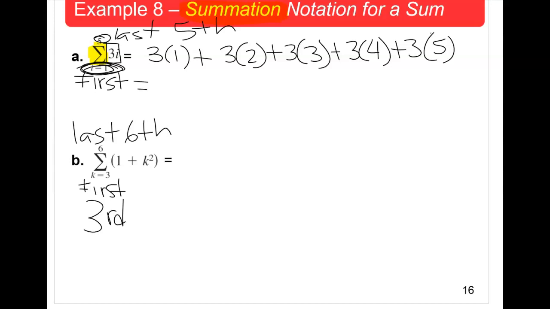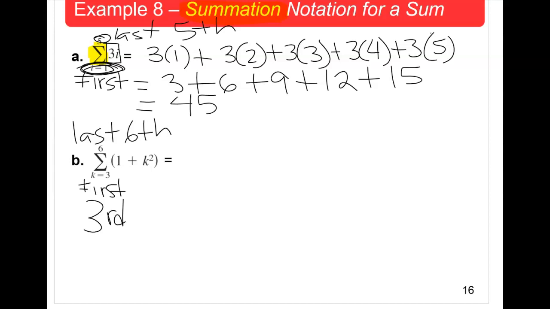So from here, we're going to go ahead and multiply. So 3 plus 6 plus 9 plus 12 and plus 15. And after adding the numbers, we get 45. So that will be the answer to the question. So we're not just listing the terms, we're actually adding them.